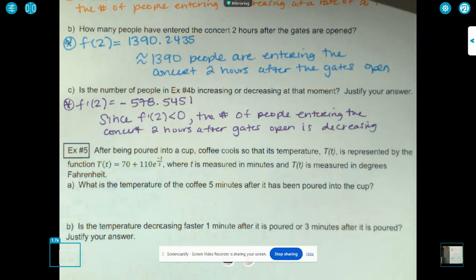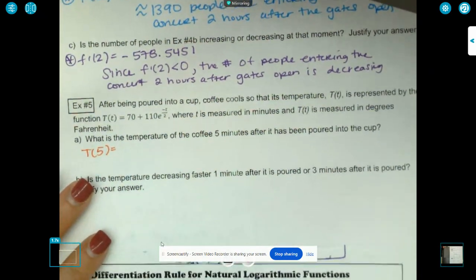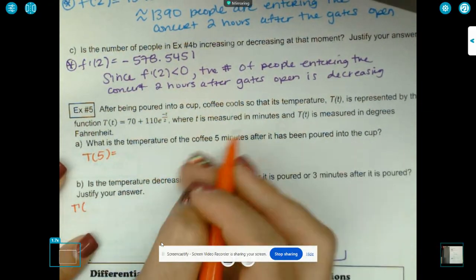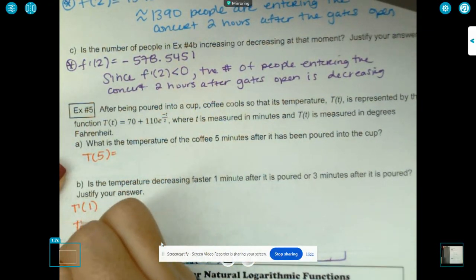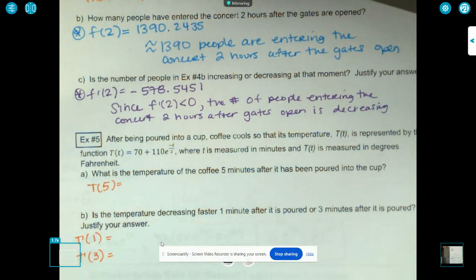Then, is the temperature decreasing faster 1 minute after it is poured or 3 minutes after it's poured? Well, we're talking about decreasing faster, right? So if we're talking about decreasing, what do we need to use? The derivative. So for the first part, you're finding just T of 5, correct? Then for the second part, you have to find both T prime of 1 and T prime of 3, and then we will compare them. You do the calculation, we'll do the comparison together.